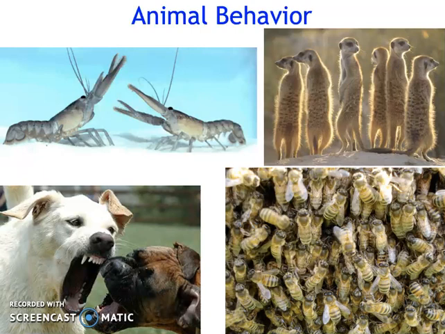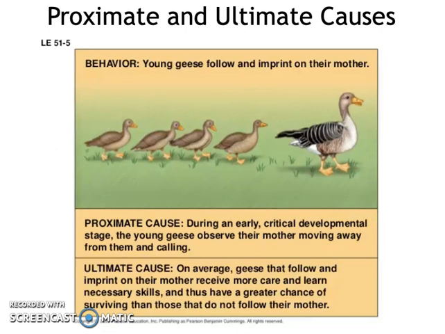Now, when we talk about animal behavior, this is a field of study known as ethology. Ethology focuses on what is the cause of different animal behaviors. And there are in fact two different ways of analyzing the cause of different animal behaviors. There's what's known as the proximate cause, and then there's the ultimate cause.